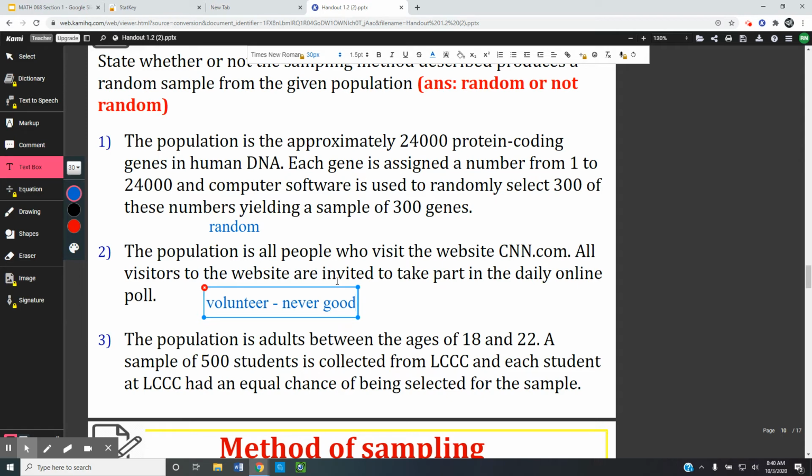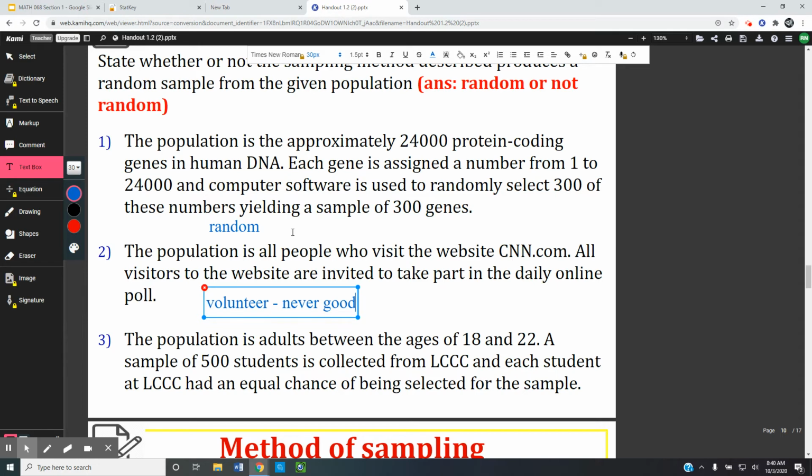Community college has far more reaching ages than 18 to 22. We have ages all over the gamut, and that would not be a good representation of the population. However, as far as being random, it says a sample of 500 students is collected, so it would be a random sample, and each one has an equal chance. So we would say it is random, but I would also make a notation that it's not going to be a good representation of the population.